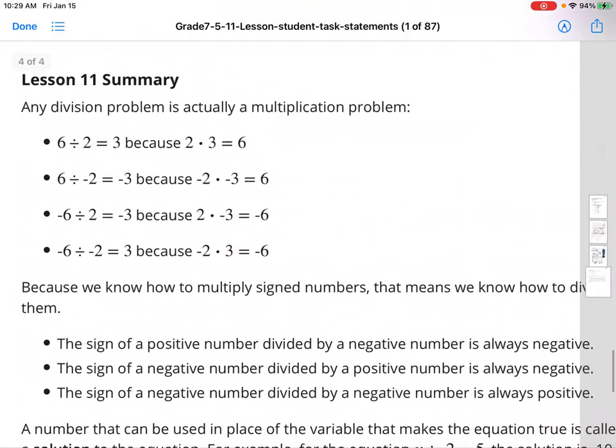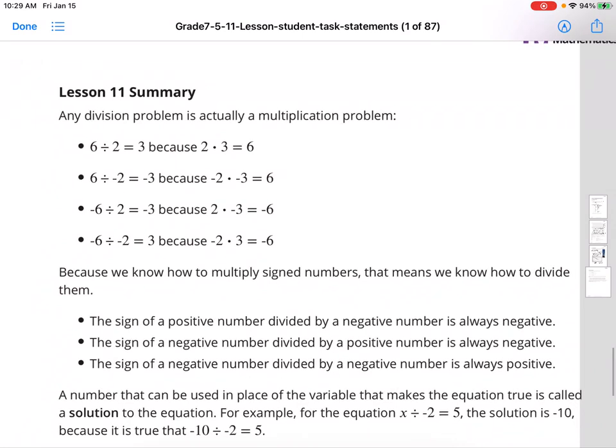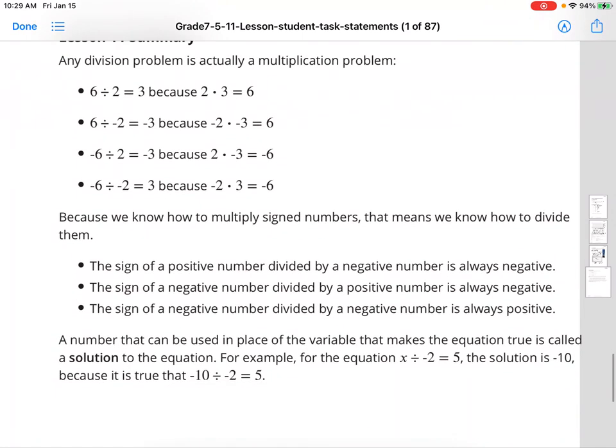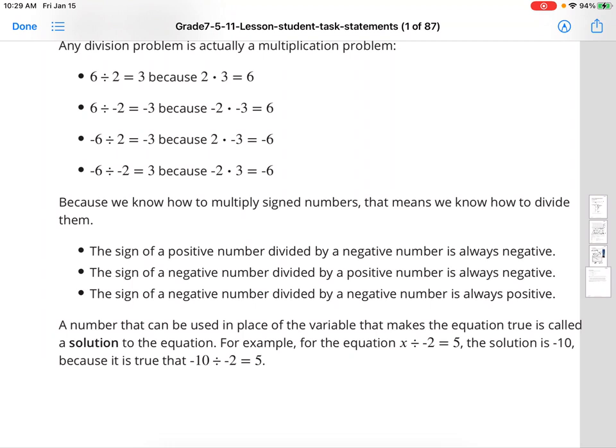Okay, so on your summary, any division problem, you can just change to multiplication. And since we know how to multiply signed numbers, we know how to divide them. So if the signs are the same, if they're both positive or both negative, your answer is going to be positive. If the signs are different, so a positive and a negative, then your answer will always be negative.